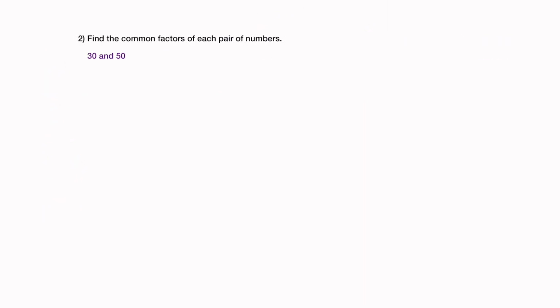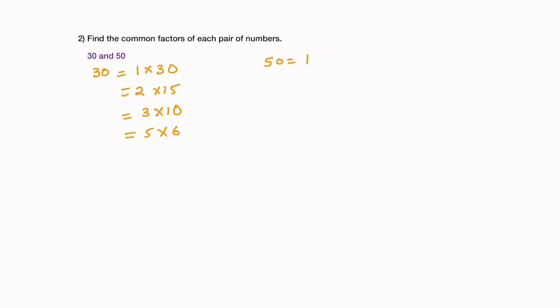So the next one is 30 and 50. 30, so we say 1 times 30. It is also 2 times 15, right? It's 3 times 10 and also 5 times 6, right? The next number is 6. 6 is already here, so we know we stop here.